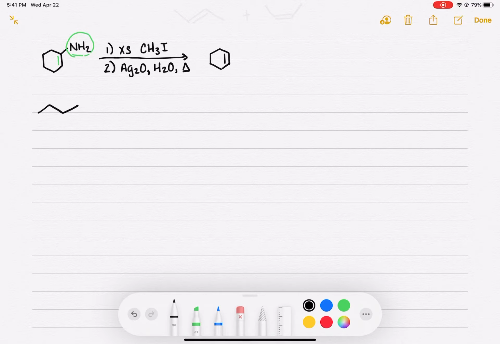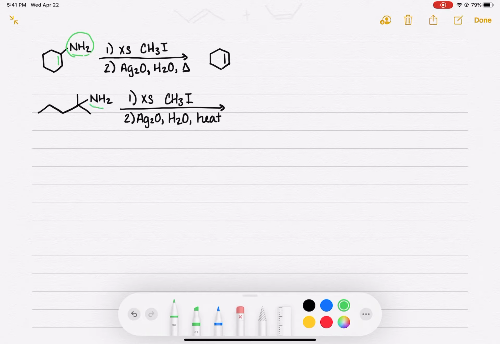Here's one that is slightly trickier, but still not that tricky. We have excess methyl iodide followed by silver oxide, Ag2O, water, and heat. And again, we're going to be eliminating the amine group, and we're going to be forming a carbon-carbon double bond, which could be here, or it could be here, or it could be here. We've got a couple different places where this one could go.